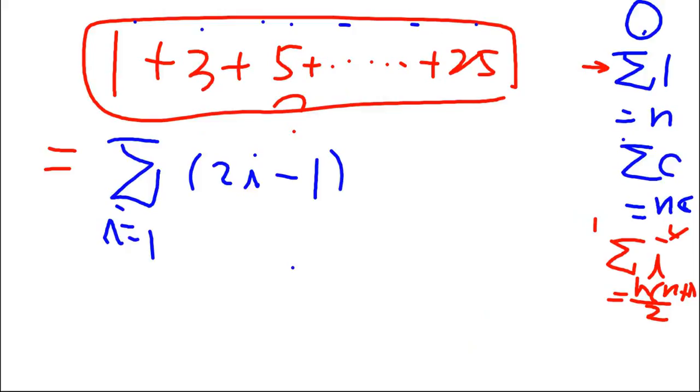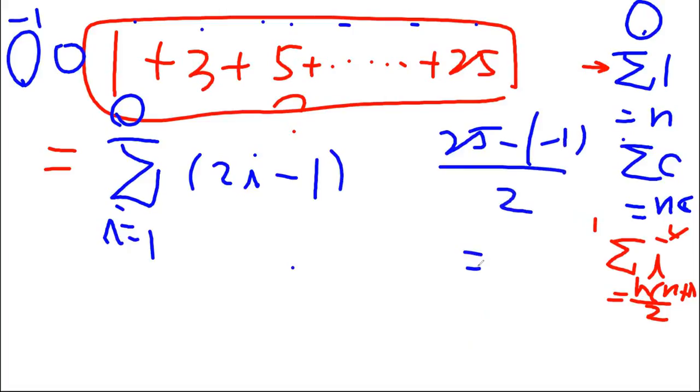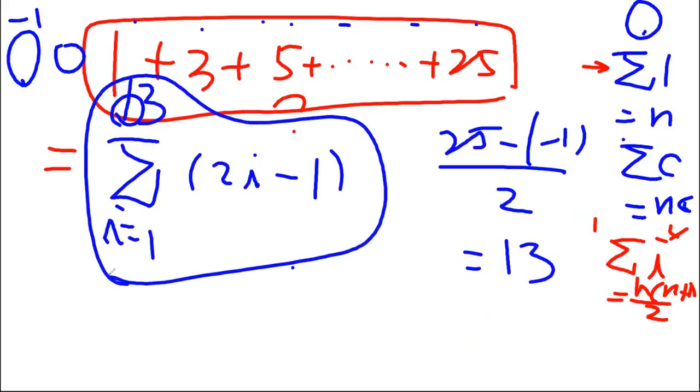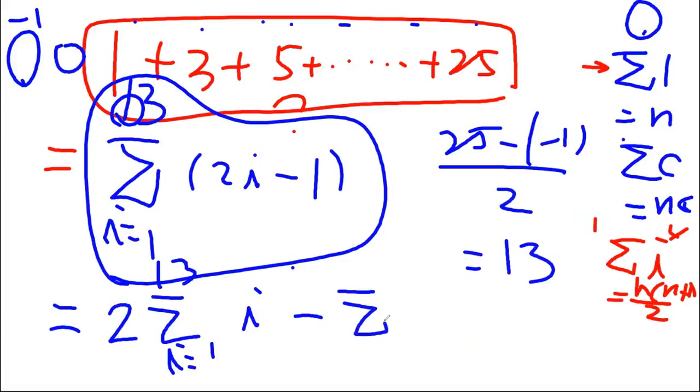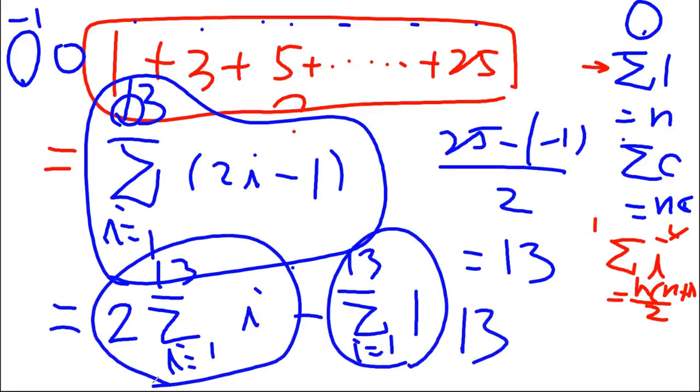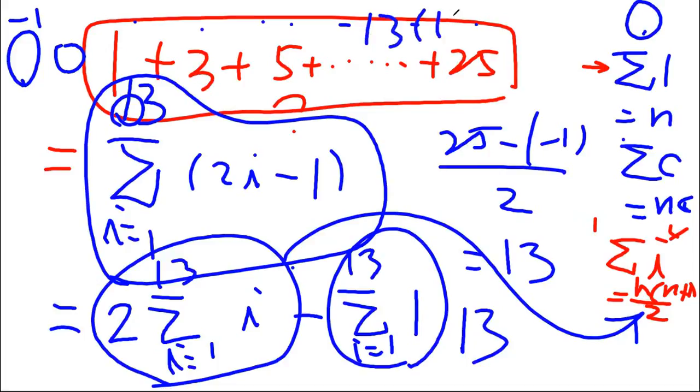Hello? Yeah, and then this one, you need to calculate what n is right here, right? 25, this one 0, so actually this one is minus 1. 25 plus 1 is 26 divided by 2. You end up with 13, so this one is 13. And then what's the sum of these? It actually equals 2 times summation of i from 1 to 13, minus summation of i from 1 to 13 of 1. This one is 13. This one is what? Using this formula, right? So you end up with 13 times 14 minus 13, right? So it actually is 13 squared.